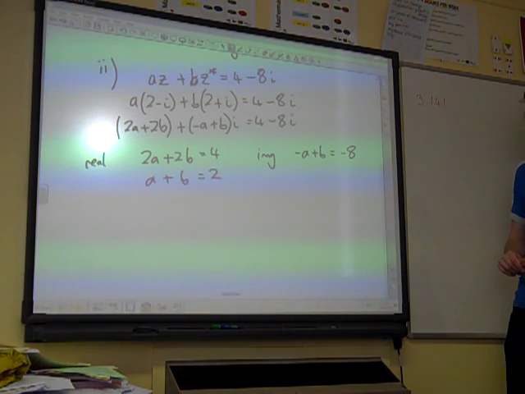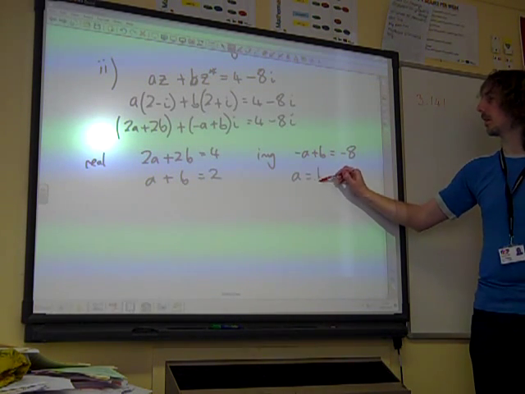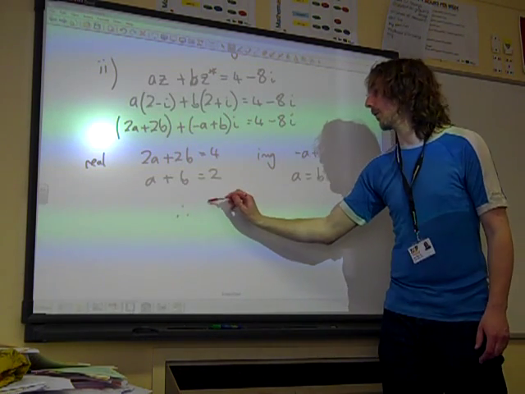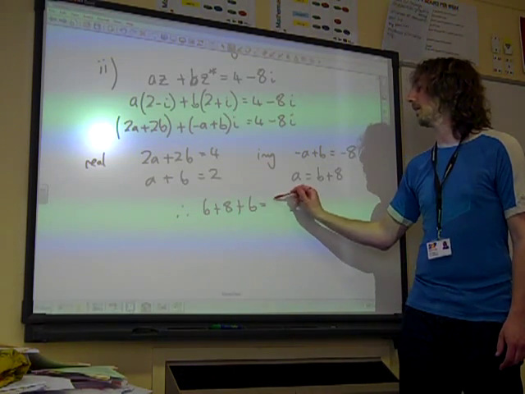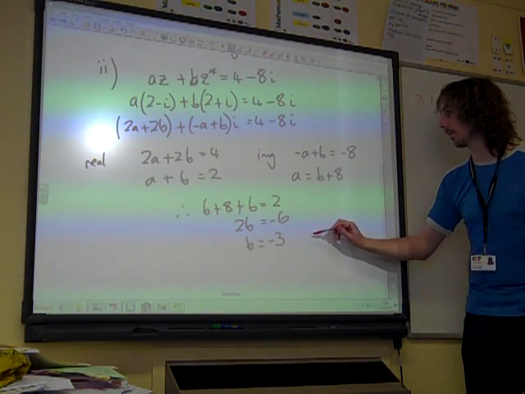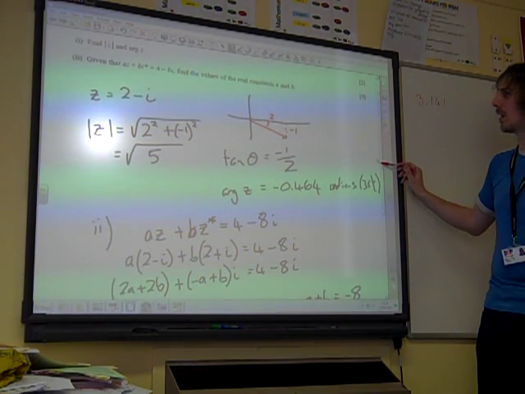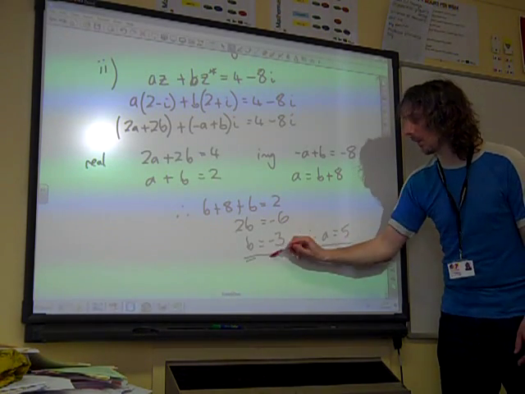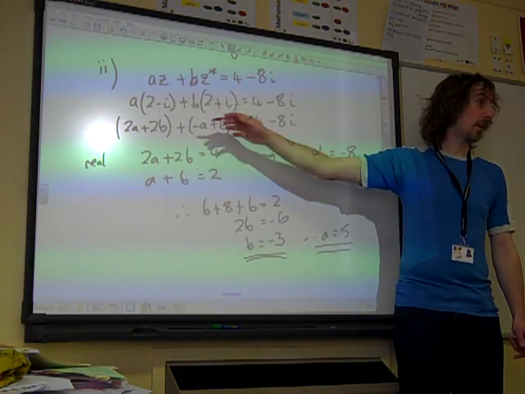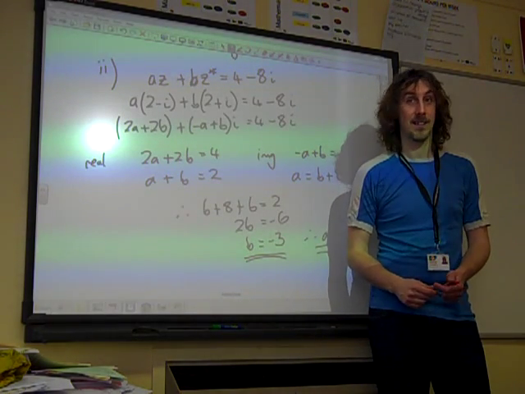And then it's however you want to simplify these now. What can we do? a is b plus 8. If we do a substitution there, we've got b plus 8 plus b is 2, so 2b is minus 6, b is negative 3, therefore a equals 5. And it just said find a and b, didn't it? Yeah. So there we go, that's our marks. The key to it, of course, was getting this bit right, and then recognising that it's evaluating real and imaginary parts to get your answer. Magic.